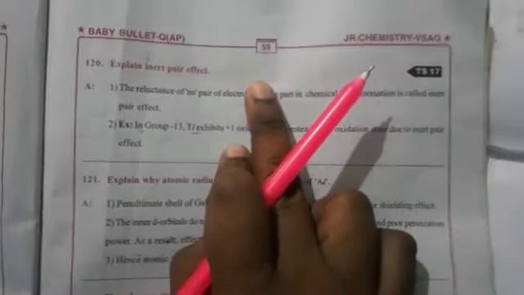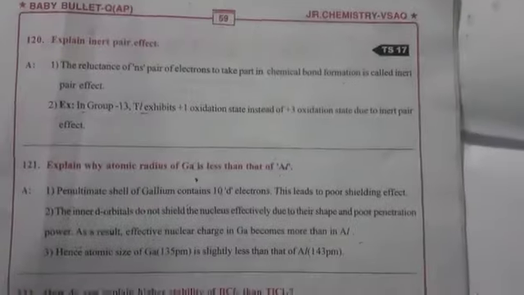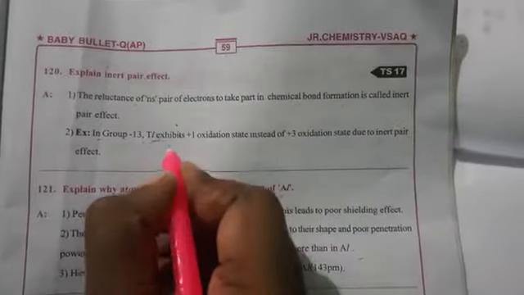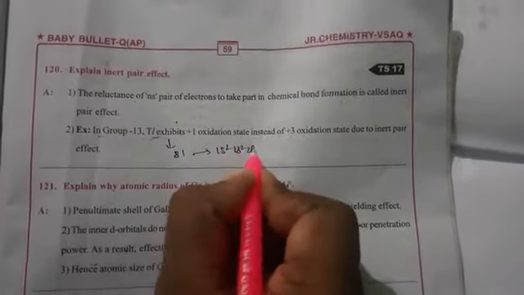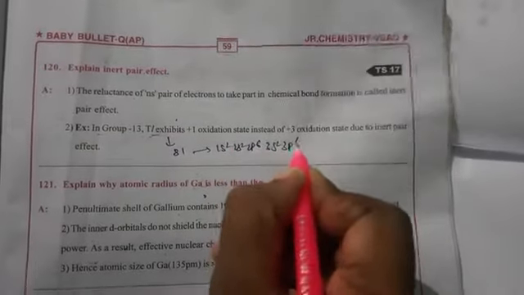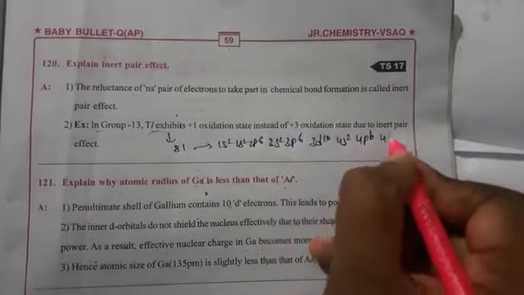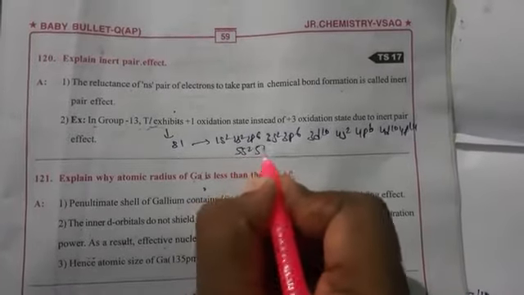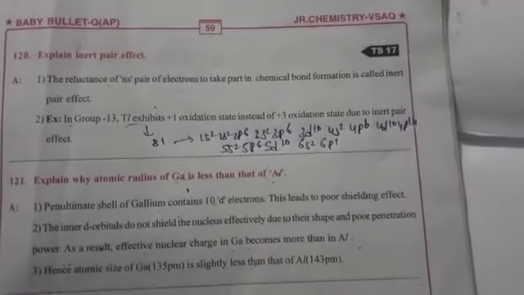Next one, explain inert pair effect. Inert pair effect is nothing but what? There is no participation of s electrons in chemical bonding. That we call the inert pair effect. For example, thallium. What is the atomic number of thallium? It is 81. When you write the electronic configuration: 1s2, 2s2, 2p6, 3s2, 3p6, 3d10, 4s2, 4p6, 4d10, 4f14, 5s2, 5p6, 5d10, 6s2, 6p1. Okay, so this is the electronic configuration.